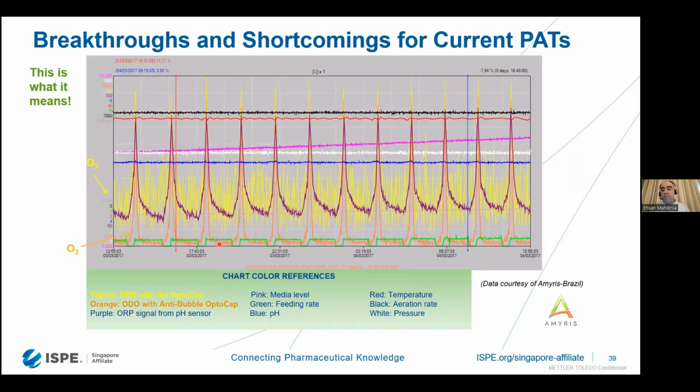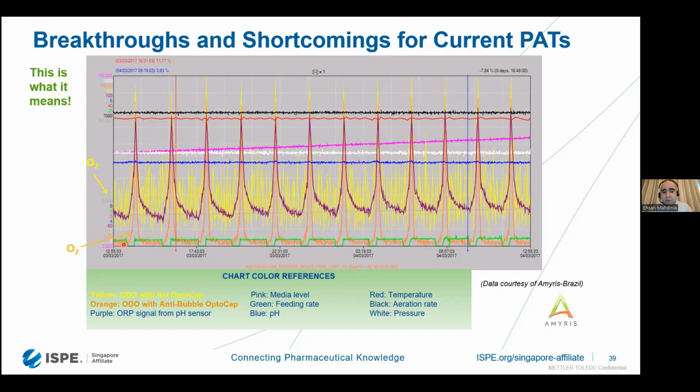Yes. When we're dealing with high cell density with fed batch strategies, we usually want to loop our fed batch with DO. And look at the yellow. The yellow is the exact same sensor, OptoCap, without the finish, without the anti-bubble technology. See how noisy it was when our partners in Brazil, Amaris, came back and said, the signal is so noisy, we cannot loop the addition of glucose for our yeast. And we offered the anti-bubble OptoCap.